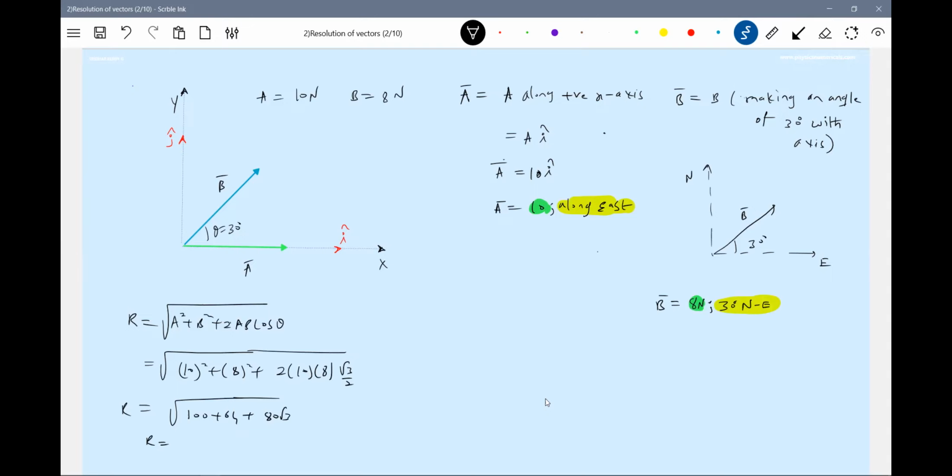I have to do the calculation. Approximately, 80 root 3 is 136, so it will be 236 plus 164. Everything will become root 300 approximately, or this will become 10 root 3.